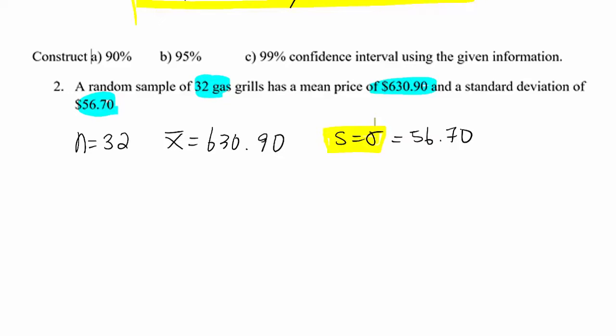Okay, so last time I demonstrated the 95% confidence interval, so this time I'm going to construct the 99% confidence interval. The 90% you can practice later. In this case we need to find the error first. So error equals z 99% times sigma over root n. So error equals z 99%, which is 2.575.